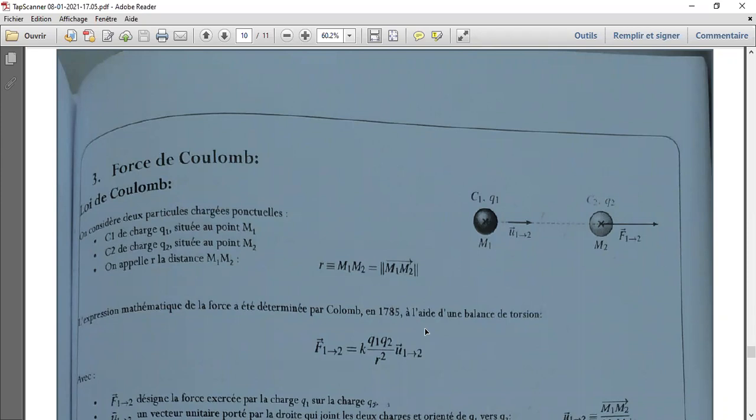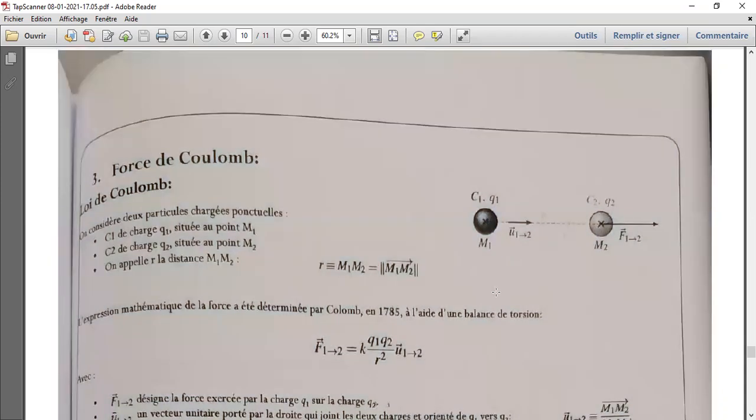So what is the formula for the force? How can you calculate it? We have a mathematical expression, the vector force 1 to 2. When you see 1 going towards 2, it means that the force is caused by the charged particle 1 towards the charged particle 2.